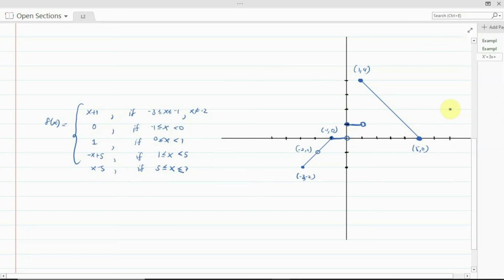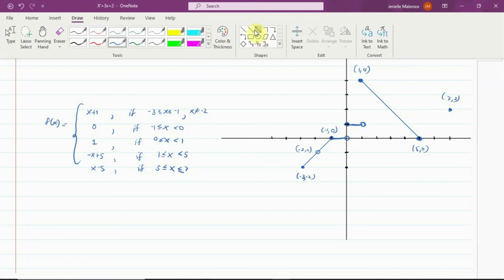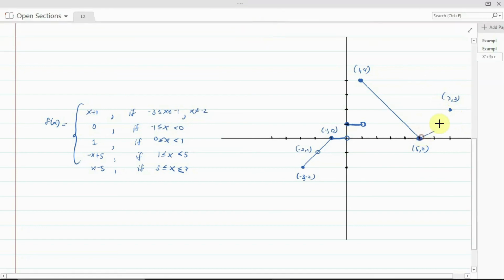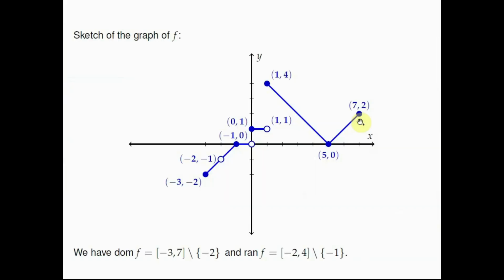So, this point, let's just name it, this is 7, 2. And then, you connect the 2 points. Connecting the 2 points, you complete your graph. So, this is the graph of f. Perhaps so you have a nicer reference. There. This is the graph of our function f.